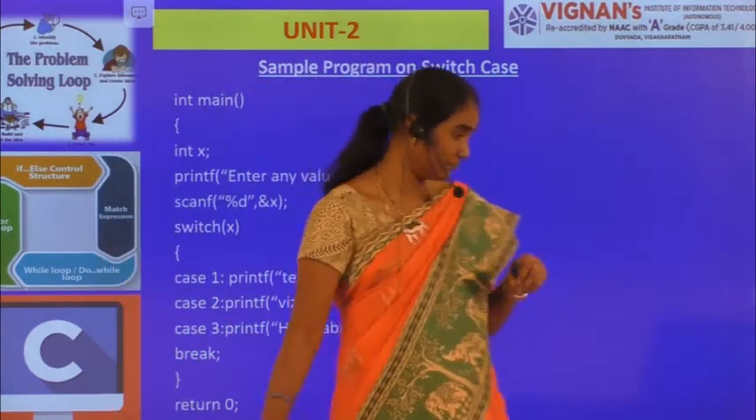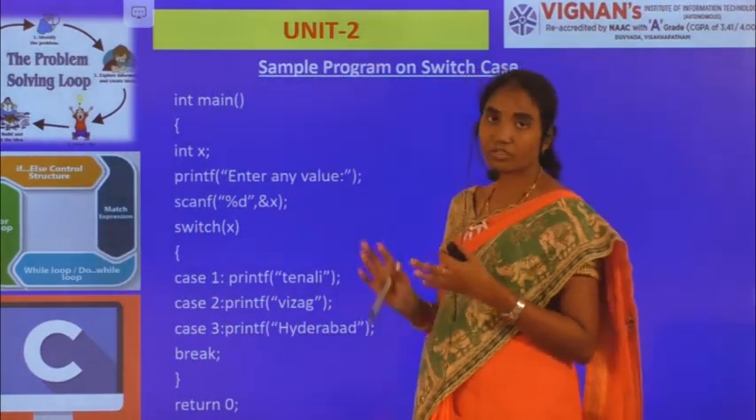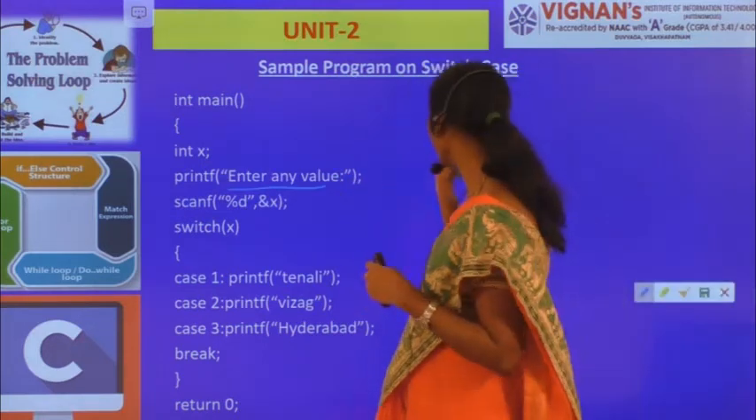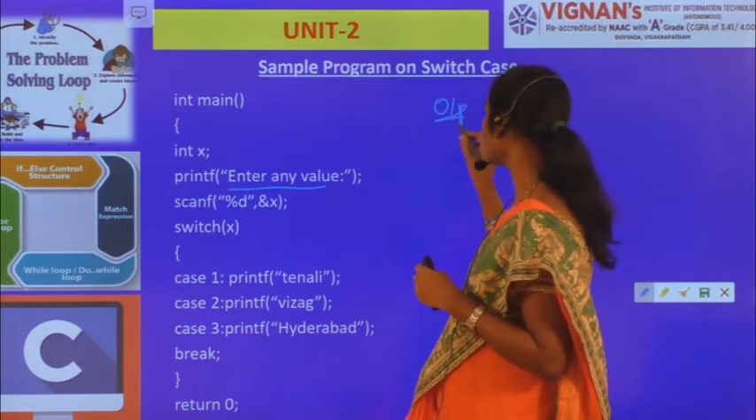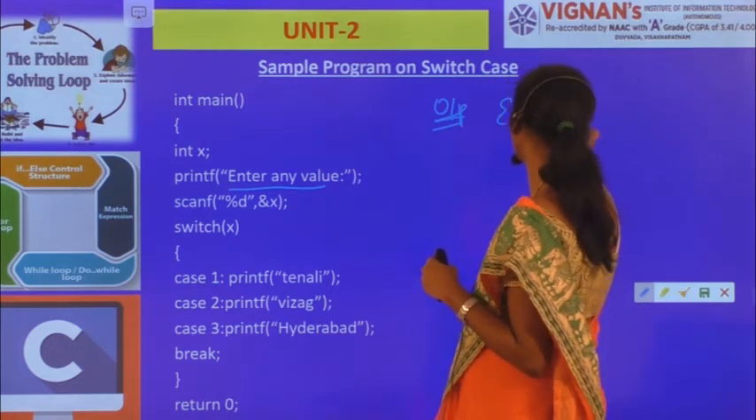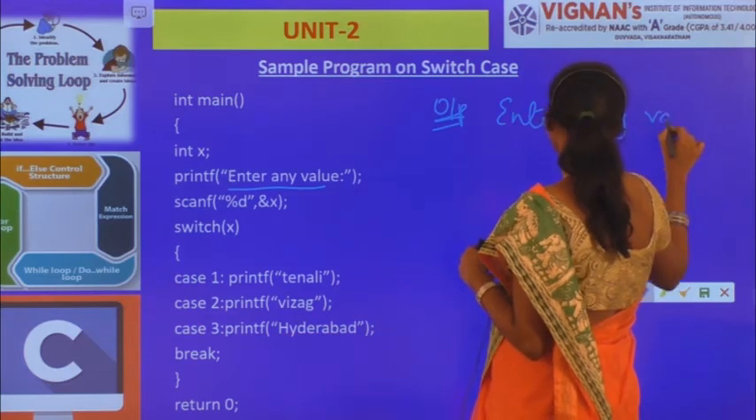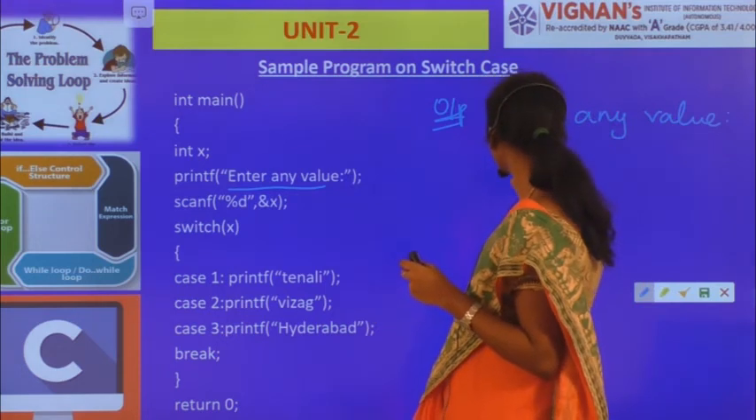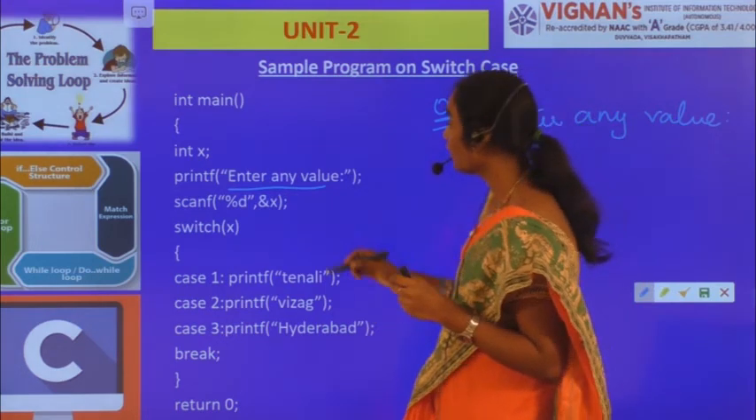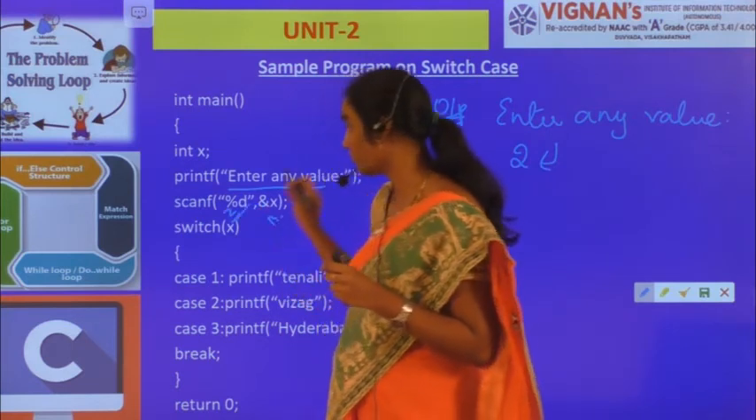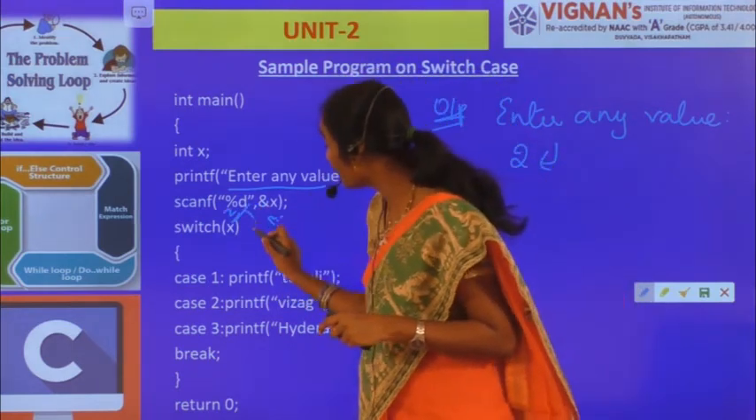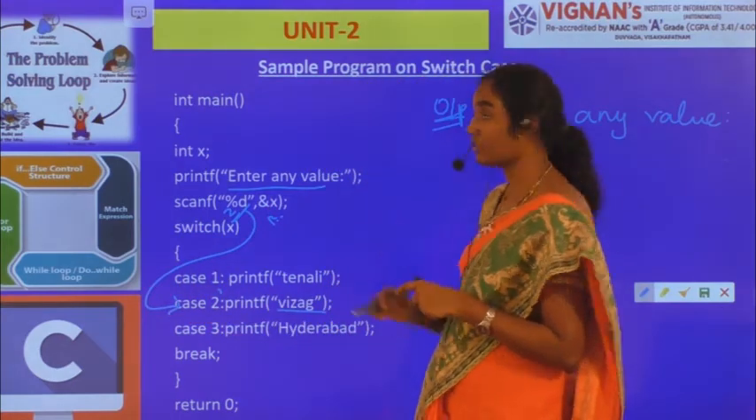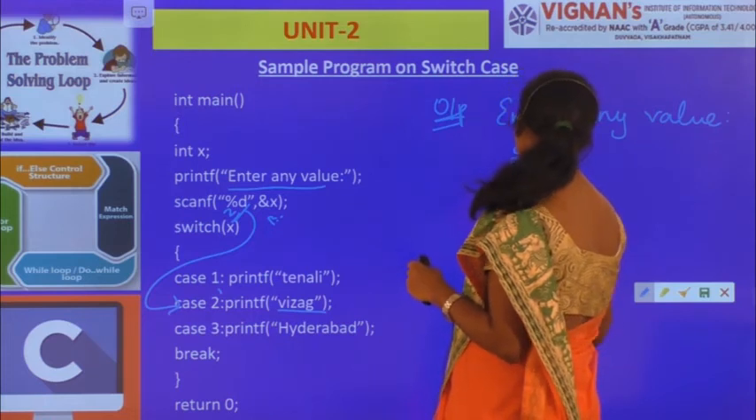So here is a sample program which demonstrates your switch case, right? For example, here enter any value. So I am writing the output. Enter any value. Let us say I have given 2, right? Now x has 2, switch has 2. Now what happened? It will immediately go to case 2. So what I have under case 2 is printf Vizag. So Vizag will be printed.